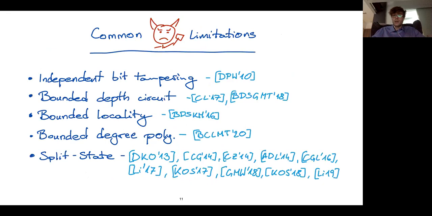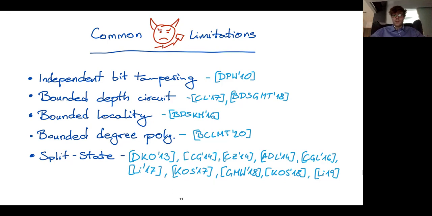What are the common limitations of the adversary? Well, there are quite a few classes. This is not the exhaustive list. The first one was independent bit tampering. This is from the original paper. In independent bit tampering, the adversary is deciding whether to keep, flip, set to 0 or set to 1 each bit of the code word. He does it independently for the bits. He doesn't see bit 1 when tampering bit 2, for example.